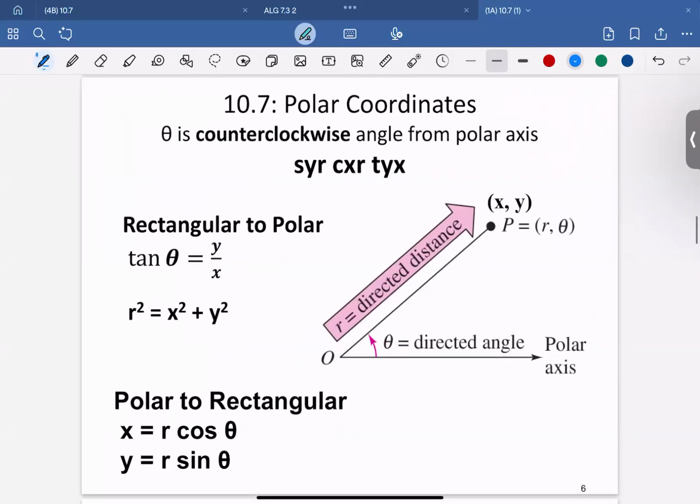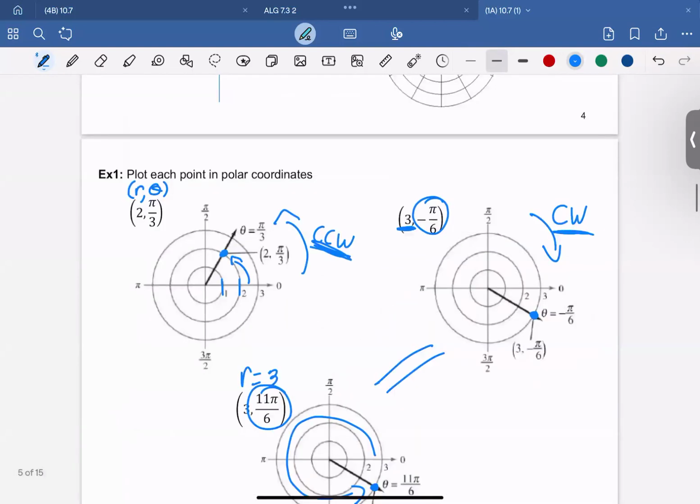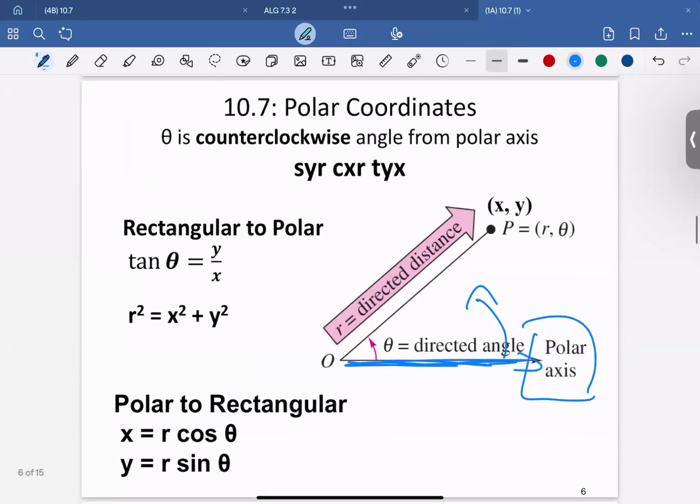All right. So theta, which is the second point of polar coordinates, is the counterclockwise angle from the polar axis. So you always want to measure from the polar axis, which we can kind of just envision as our x-axis. And we're always going to be wanting to go counterclockwise. This was just an example earlier. But we do always want to go counterclockwise from the polar axis.